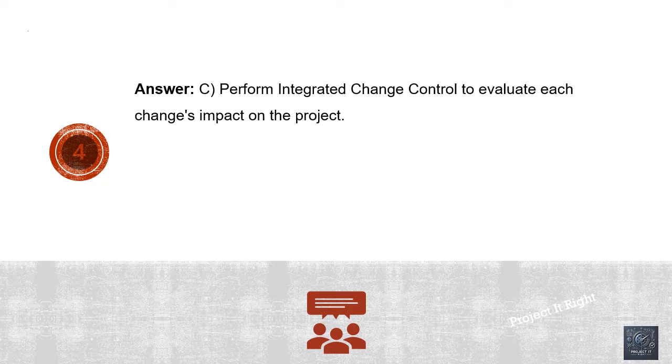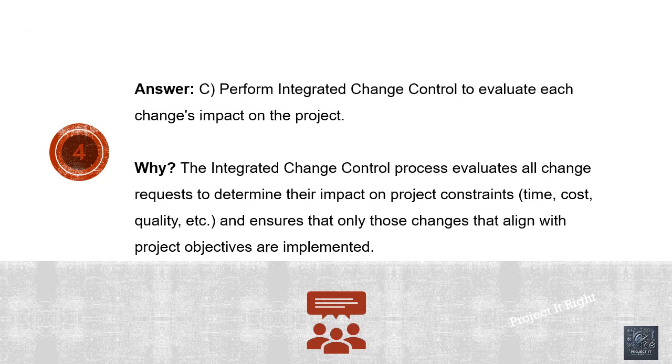Answer: C. Perform integrated change control to evaluate each change's impact on the project. The integrated change control process evaluates all change requests to determine their impact on project constraints, time, cost, quality, etc., and ensures that only those changes that align with project objectives are implemented.